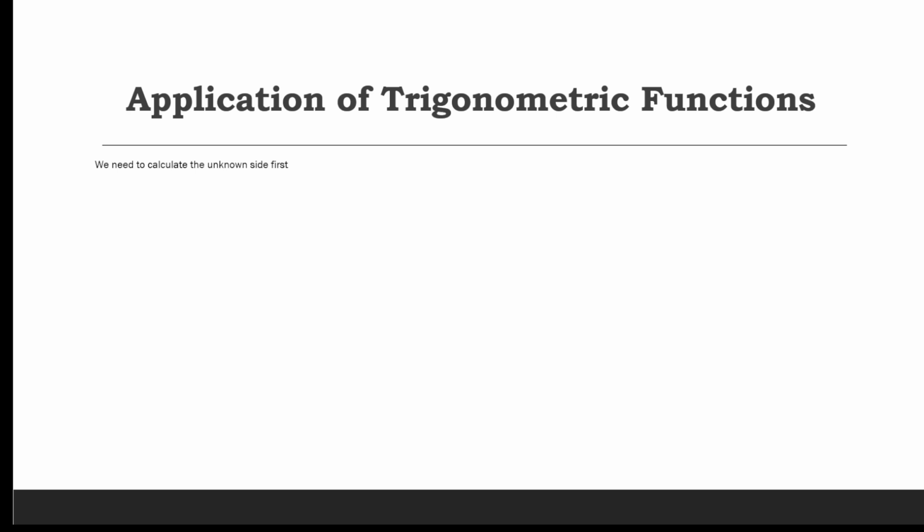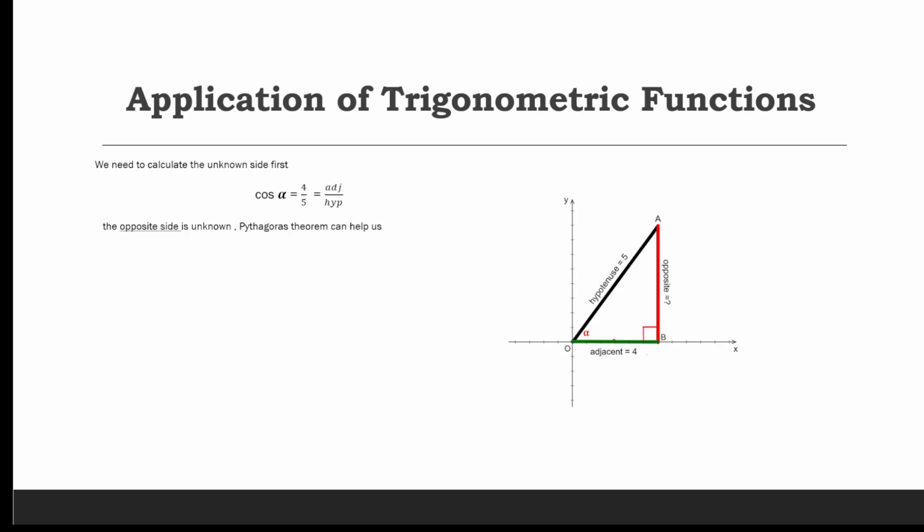Now, we need to calculate the unknown side, which is the opposite side. And in this case, Pythagoras theorem would be in a position to help us, since this is a right angle triangle. According to Pythagoras, AB squared plus OB squared equals OA squared. Since we are looking for the unknown, which is the opposite side AB, we would transpose and make AB the subject of the formula.